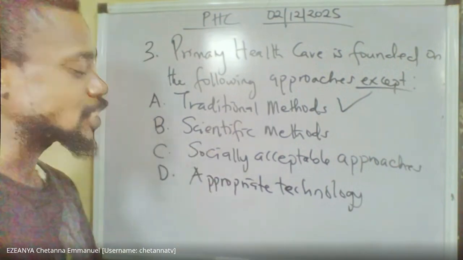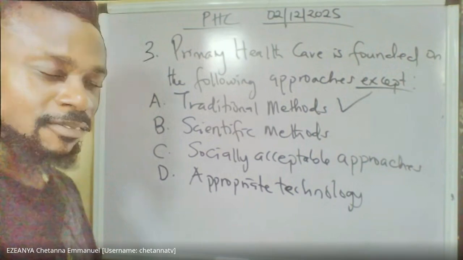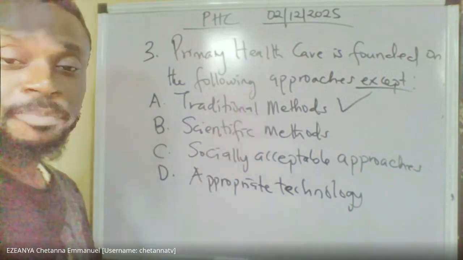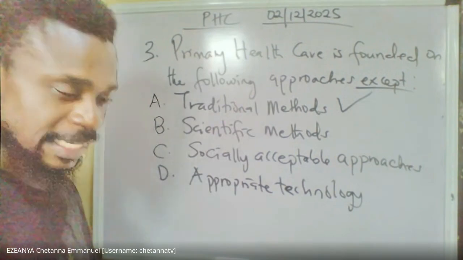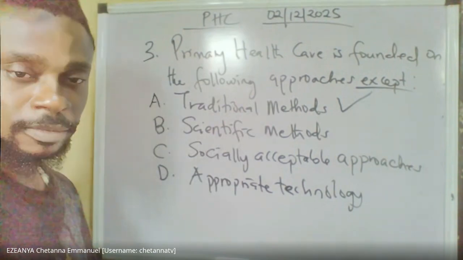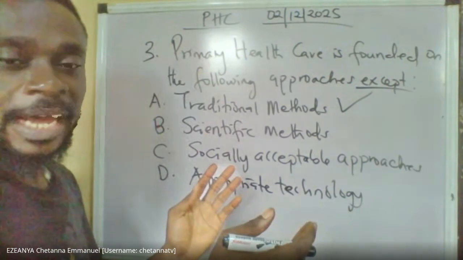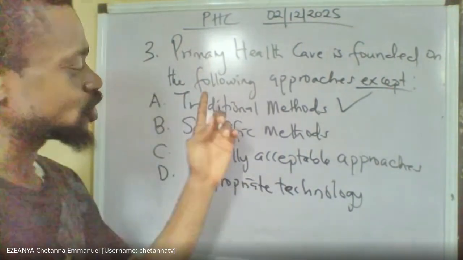If it's not simple, not affordable, not sustainable, then it's far beyond primary health care, because it must be accessible to the people. So in all, primary health care approaches are scientific, so it's not based on traditional methods.